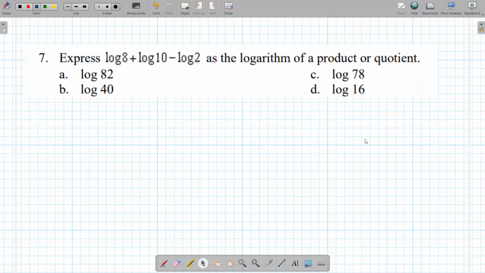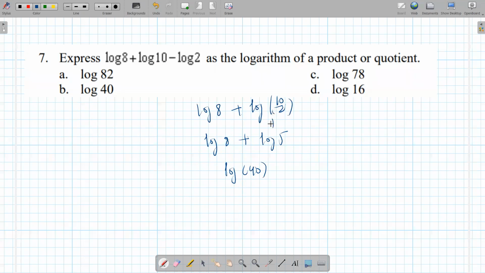What's the idea here? Well, you could do 10 divided by 2 times 8. Yeah, so you can do log 8 plus log 5, and then you can just multiply them. Wait, why did you have it as log 5? Oh, 10 over 2 is 5. Yeah, 10 over 2, that's what you did first. So log 5, and now you multiply them, log 40.